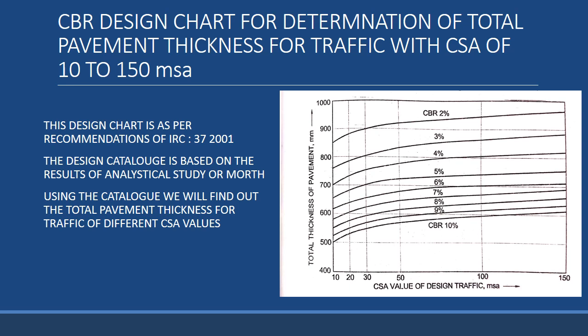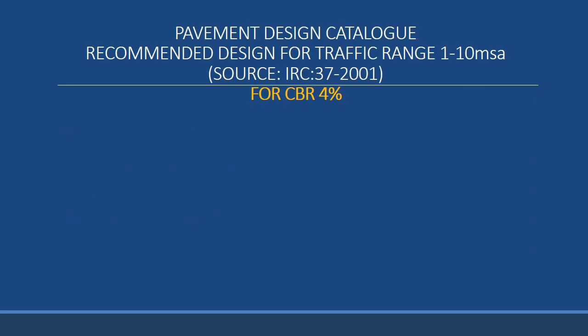Now after using this one we will have an idea about the total thickness, but what about the thickness for each layer? For finding out the thickness for each layer we will use another one, which is the pavement design catalog, recommended design for traffic range 1 to 10 MSA. Source is IRC 37/2001. Now this chart is for CBR 4%.